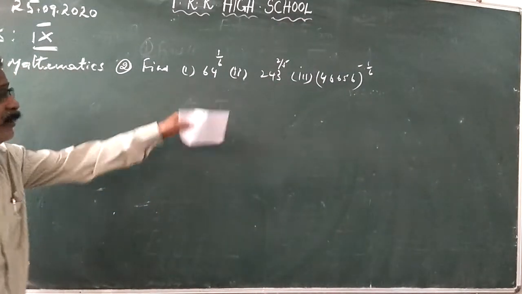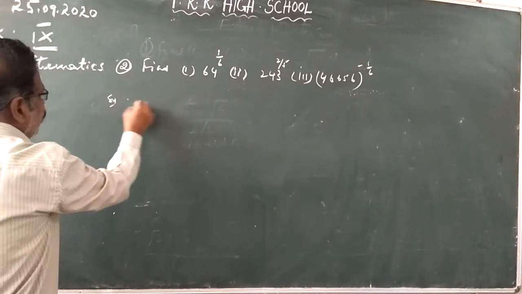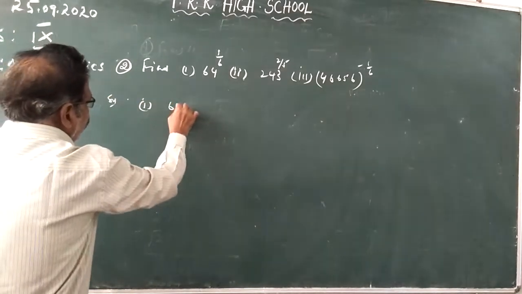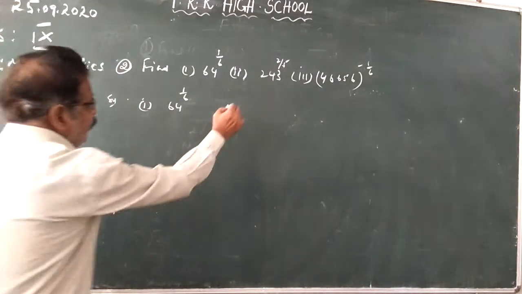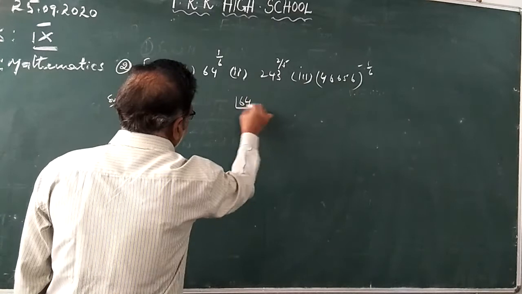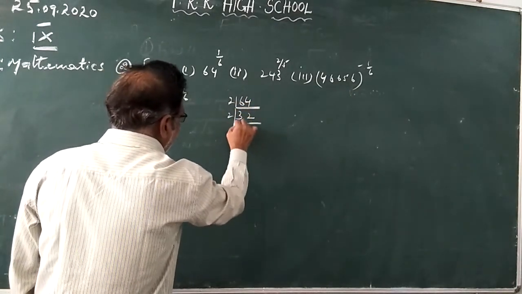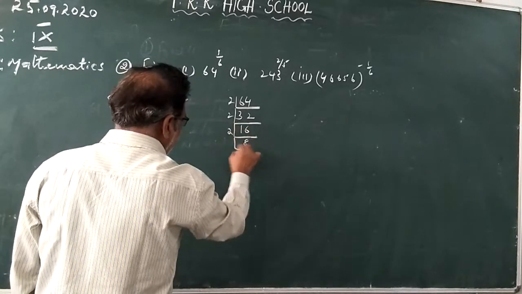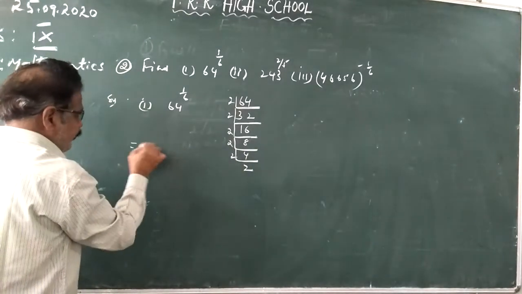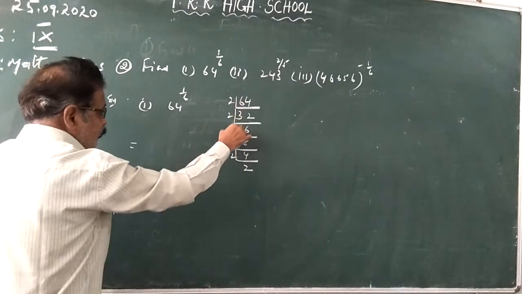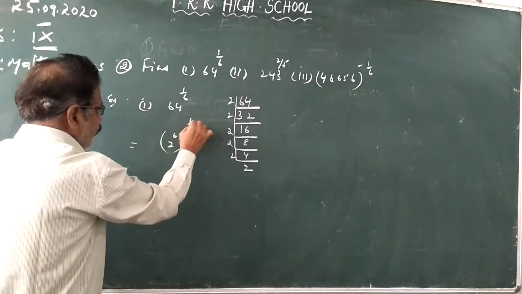How to do this? This is the exponential form. Simplify it. The first bit: 64 to the power of 1 by 6. Factorize 64 like this, children. 64 divided by 2 is 32, 16, 8, 4, 2, 1. So 64 means 2 to the power of 6, all to the power of 1 by 6.